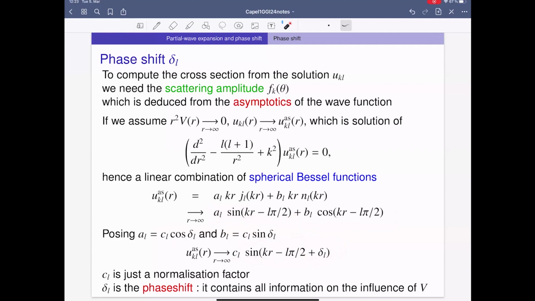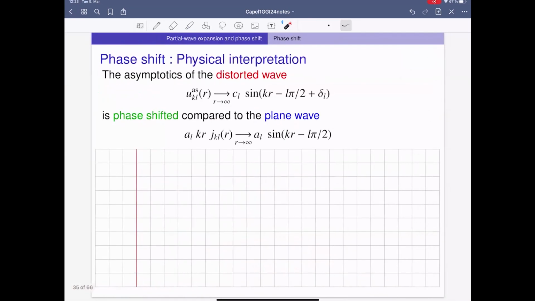If there were no potential, you can demonstrate that B has to be zero. And so therefore, sin δ_l has to be zero, so the phase shift has to be nil, and once this is shown, then you are going back to a plane wave. So that's what I wanted to show here in a graphical way.